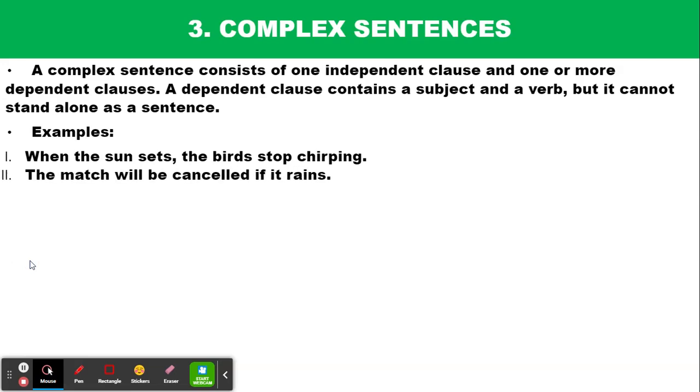Now let's look at other examples. The match will be cancelled if it rains. The match will be cancelled is the main clause. If it rains is the subordinate clause. You will notice that one clause can stand alone. The match will be cancelled can form a complete sentence. If it rains is a subordinate clause or a dependent clause because it cannot convey complete meaning.